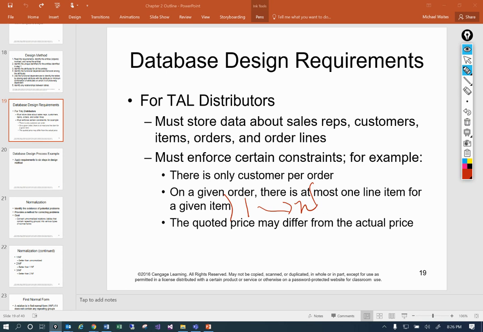And the quoted price may differ from the actual price. I'll tell you, if I was reading these requirements, I would definitely go back to the customer and ask questions and say, hey, this doesn't make a whole lot of sense. Can you help me out with this? But I'm pretty sure that what they're saying is they want at least one item for a given order, which makes sense. You don't have an order unless you have at least an item.